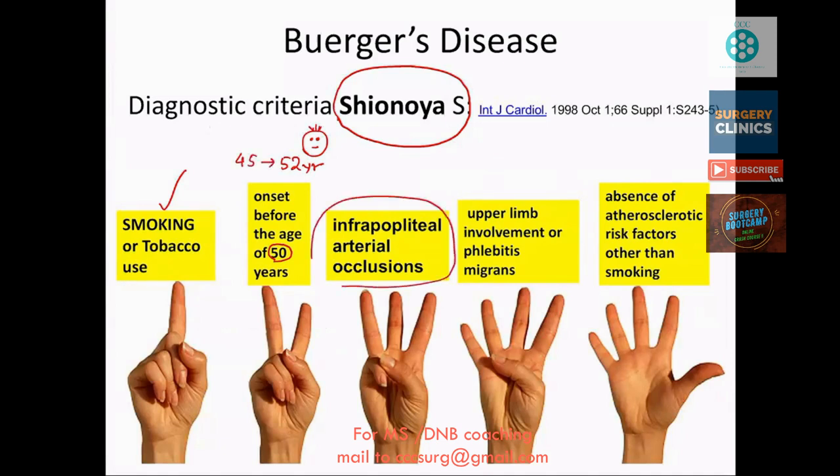Infrapopliteal arterial occlusion, very important. That means we are talking of middle-sized vessels and small-sized vessels. Upper limb involvement, both radial and ulnar, which are intermediate size. Phlebitis migrans means migratory thrombophlebitis. And other factors like diabetes have to be ruled out before we diagnose Buerger's.